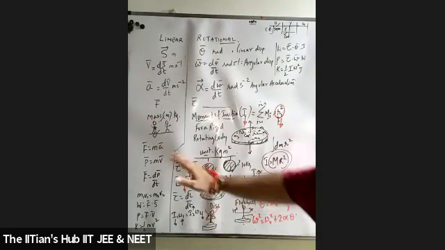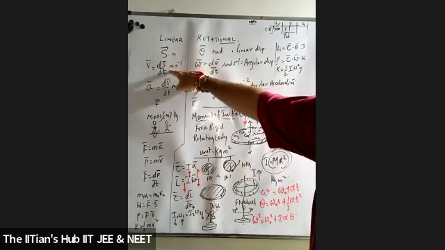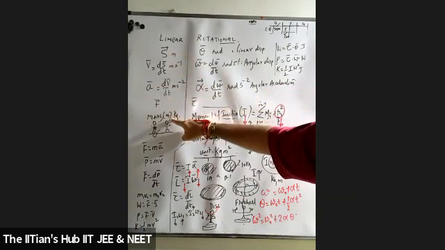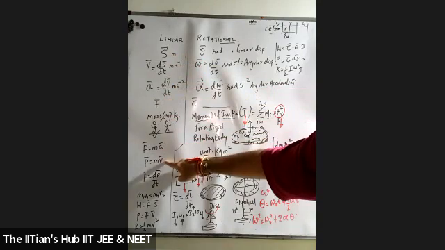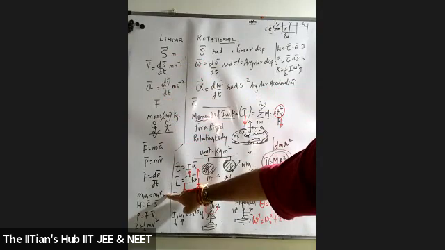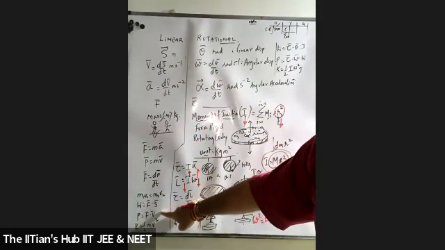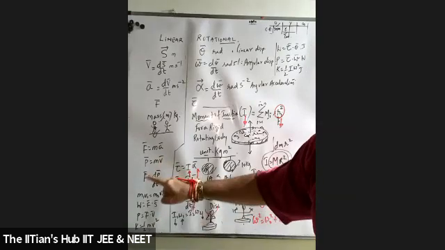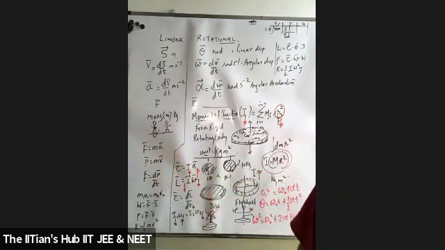Once again, I'm summarizing it, students. Linear displacement, linear velocity, linear acceleration, linear force, mass offering inertia for translational motion, linear momentum, force is rate of change of linear momentum, law of conservation of linear momentum, work done is F dot S for linear motion, power is F dot V for linear motion, translational kinetic energy, V is equal to U plus AT, S is equal to UT plus half AT square, V square is equal to U square plus 2AS.